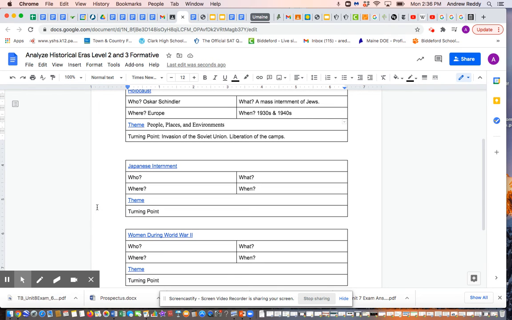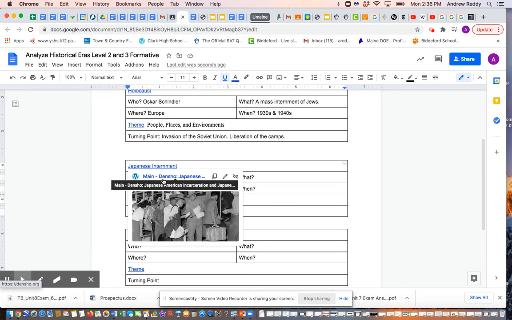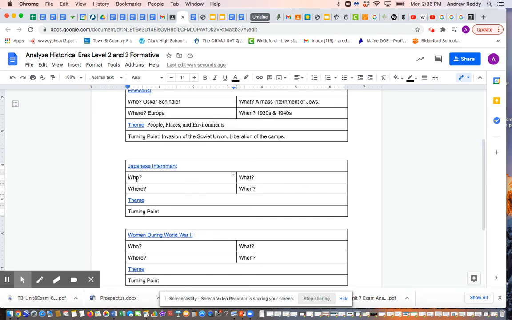So you're going to do the same thing for the Japanese internment. Remember, for the Japanese internment, any of the articles about Fred Korematsu, or there was a Japanese internment assignment as well. So if you open up this, it will also lead you to a website that will give you information on the Japanese internment. And you're simply going to mention one of the important people involved, what the Japanese internment was, when it occurred, where it occurred.